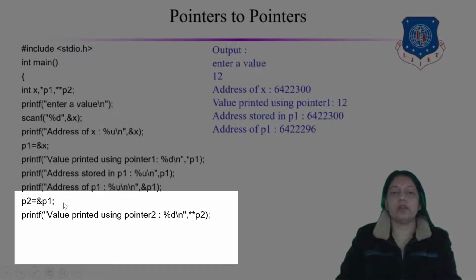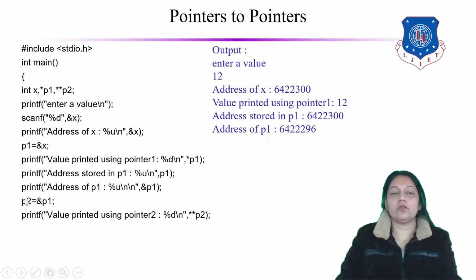We need to store an address, but the address should be of a pointer. So P2 is equal to address of P1. Now using P2, I want to display the value of X. So for that, the value printed using the pointer is, instead of single star, we'll be using double star. So double star P2. It means P2 has the address of P1 and P1 has the address of X. So using double star, I'll get the value 12.